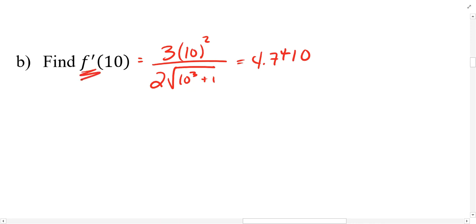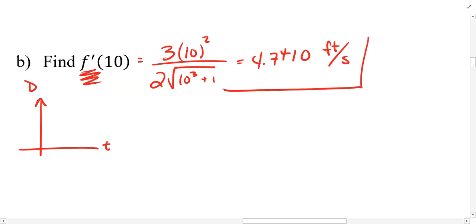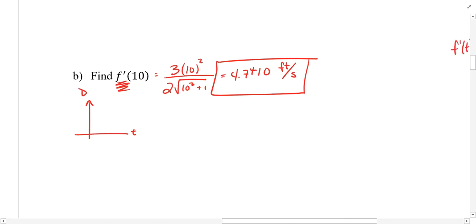4.7410. Now that we're talking about a derivative, we're talking about a combination of the distance axis and the time axis. And our distance was measured in feet, our time was measured in seconds. So the unit of our derivative is 4.74 feet per second.